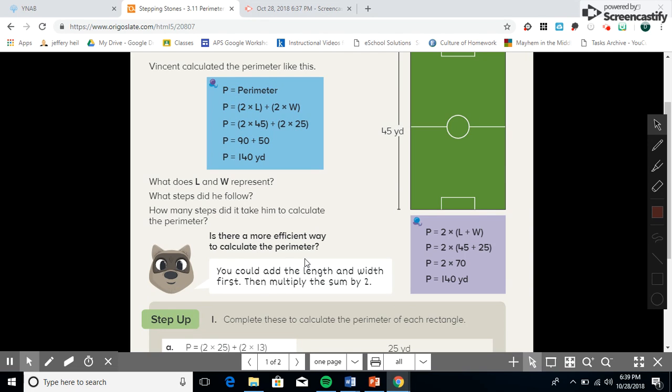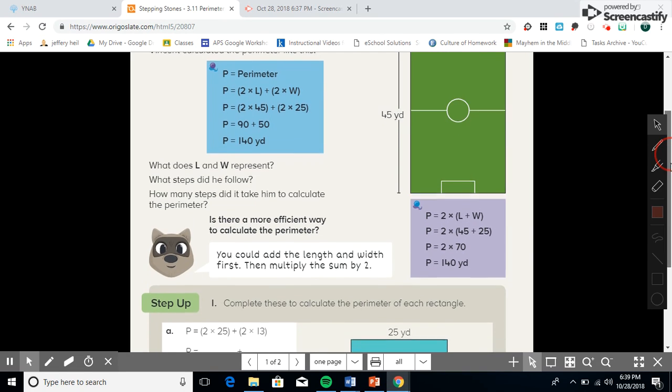Over here, it says, is there a more efficient way to calculate the perimeter? You can add the length and the width first and then multiply the sum by 2. So instead of multiplying each one by 2 and then adding the products together, we can add the length and width and then multiply by 2, and that will give us the same answer as up here.